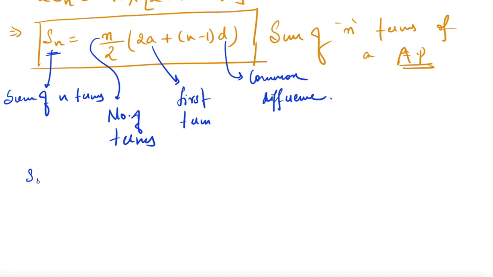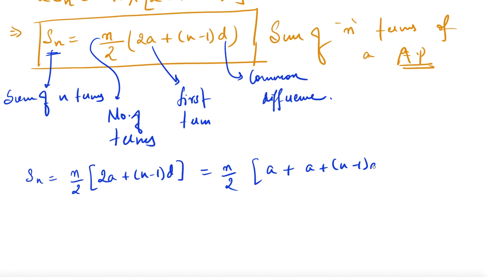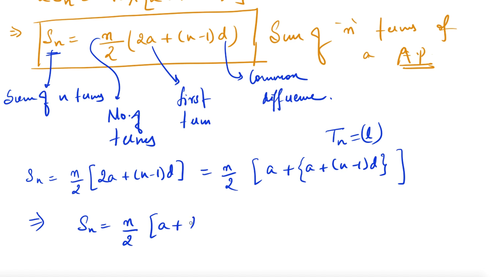Now see, Sn is equal to n by 2 into (2a plus (n minus 1) times d). Now let me split this 2a into two parts, a and a. So what will I get? n by 2 into (a plus (a plus (n minus 1) times d)). Now do you remember what this is? Yes, you are correct. This is nothing but the nth term of an AP, Tn. Let me call this L, that is the last term, the nth term. So my sum becomes Sn equals n by 2 into (a plus L).